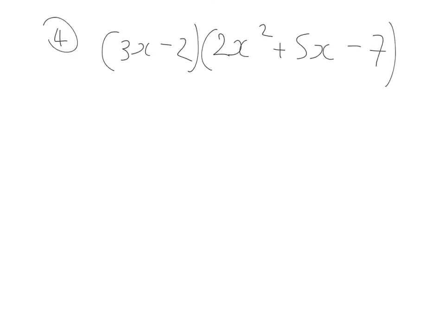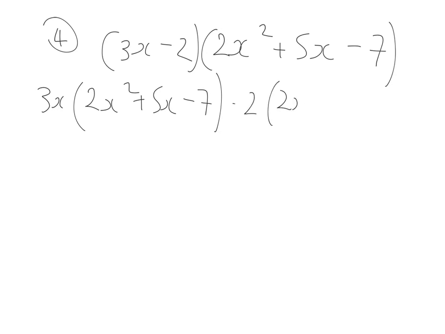Section 1, example 4. Expand 3x minus 2 bracket 2x squared plus 5x minus 7. I'm going to take the first term and multiply by the second bracket. Second term multiply the second bracket, and then collect together like terms. So it's going to be 3x bracket 2x squared plus 5x minus 7 minus 2 bracket 2x squared plus 5x minus 7.